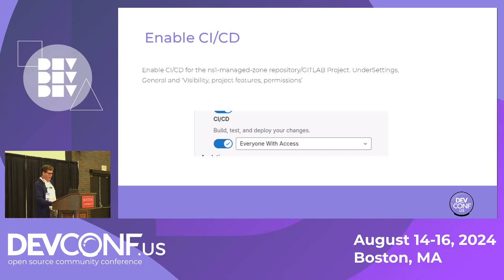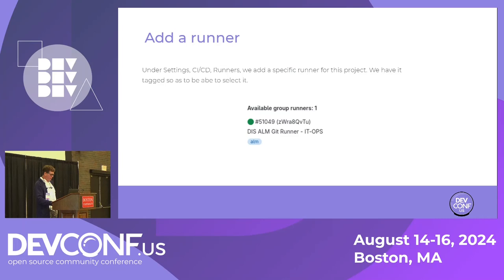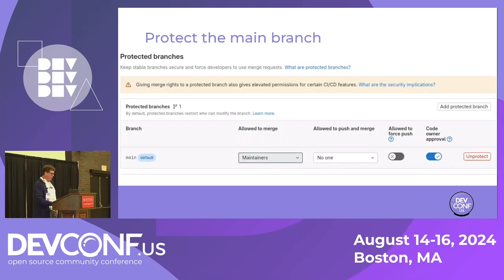We enabled CI/CD just in case someone wanted to do this sort of thing. We protected the main branch. Basically, we didn't want anybody to push and merge directly into the main branch, and the only people allowed to merge were maintainers, which in this case are the owners of the project in GitLab.